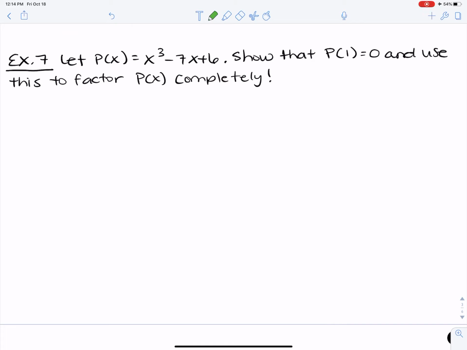Let P of x equal x cubed minus 7x plus 6. Show that P of 1 equals 0, and use this to factor P of x completely. Oh, so this one's a little different. You can't really do this one on your own. When it says P of 1, it is technically saying that c equals 1, because when you plug in 1, it equals 0. So c must be 1.